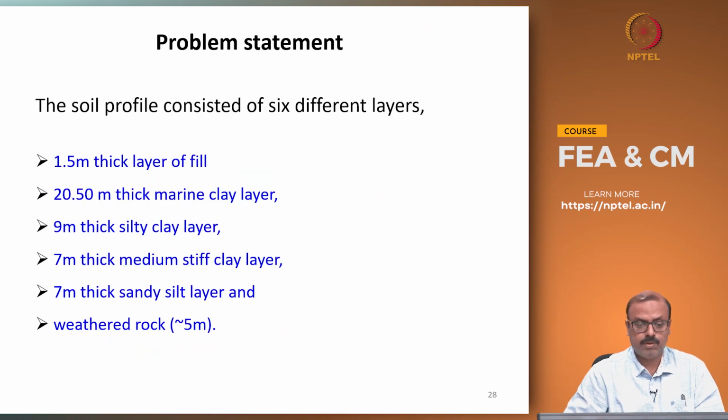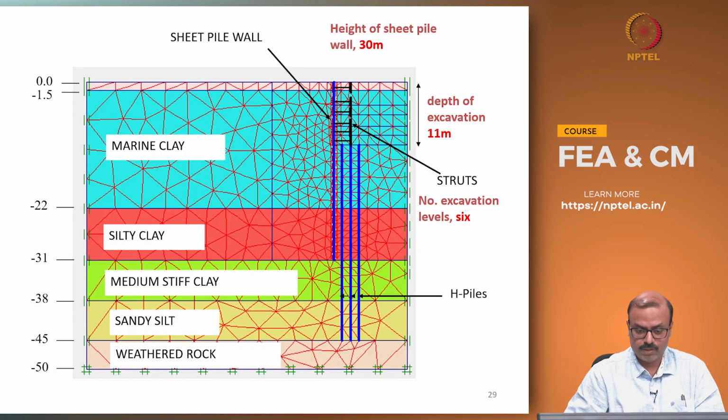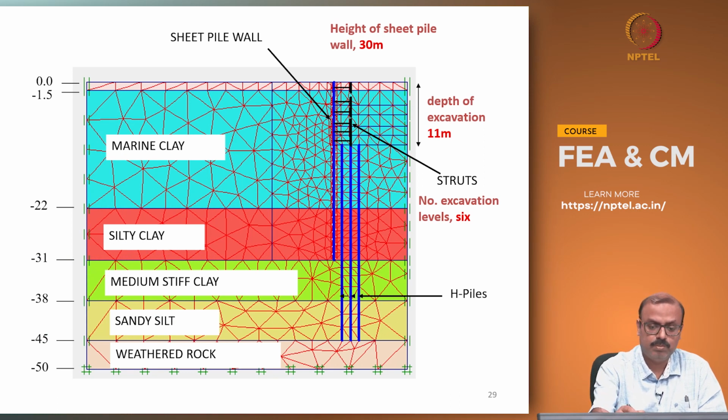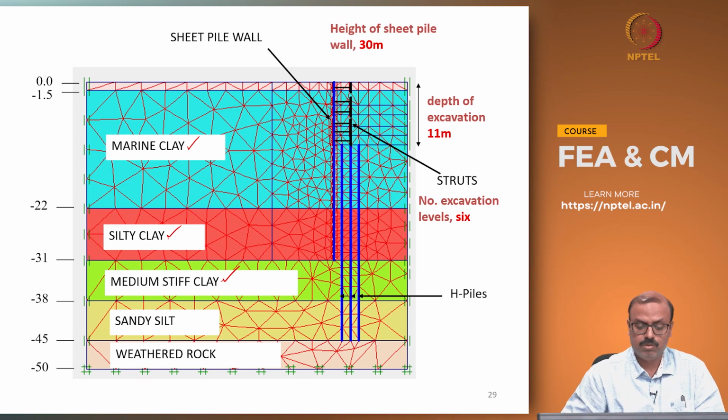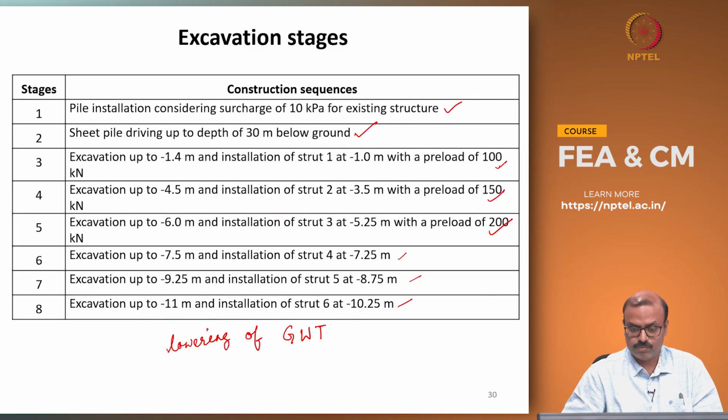If you see the soil profile, it is explained here itself. There is a thick layer of marine clay, and then there is a silty clay which is not bad in terms of strength. There is a medium stiff clay which is good, slightly over-consolidated, followed by sandy silt, and at almost 45 meters the weathered rock starts. These H piles are resting on the surface of that weathered rock. The excavation is 11 meters, which means the excavation is done within the marine clay itself. That is why you need so many different levels of strut.